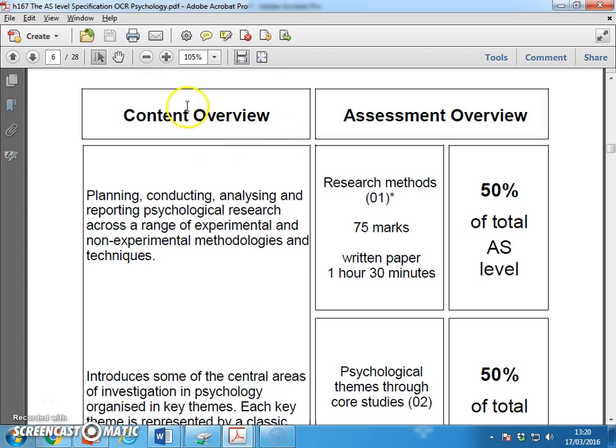So this is the specification, this is what your tutor teaches you from. If you want to find it, you can Google OCR psychology specification and you'll see all of the details of the tick sheet of what we teach you from.